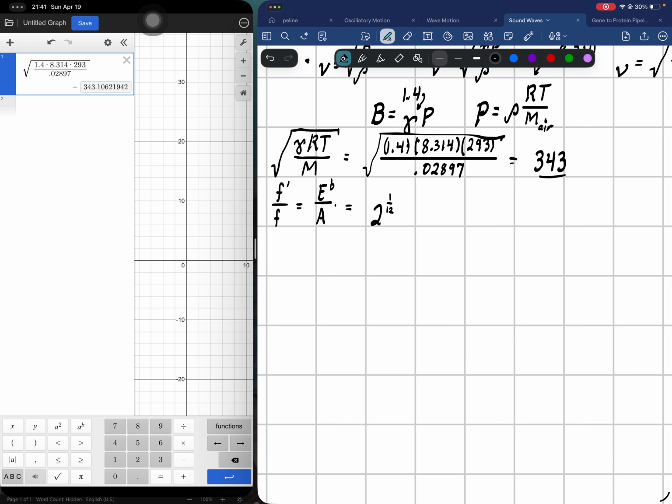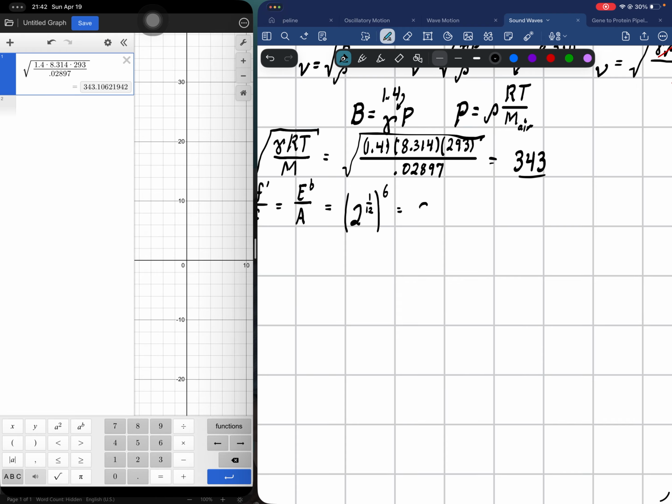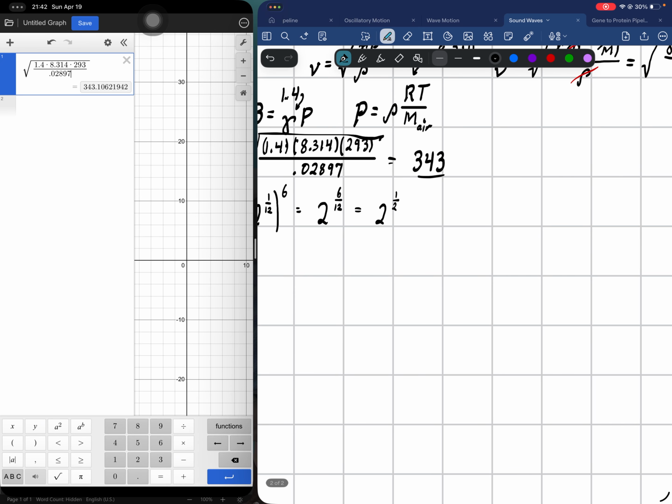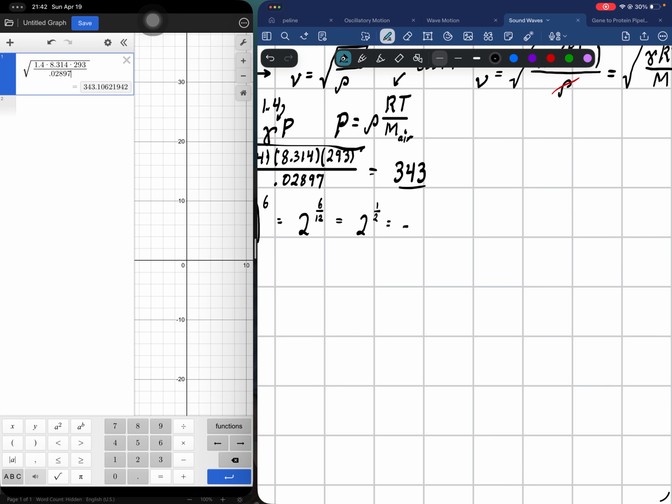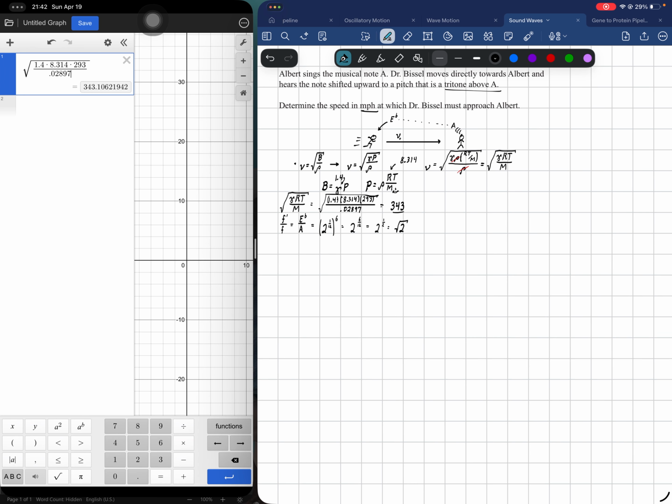To go from A to E flat, you need to go up 6 times. So we're simply just going to raise this to the 6. And what does that give us? That gives us 6 over 12. We can do some simplifying and get that as 2 raised to the 1/2 power. What is that? That's simply just the square root of 2. How simple.